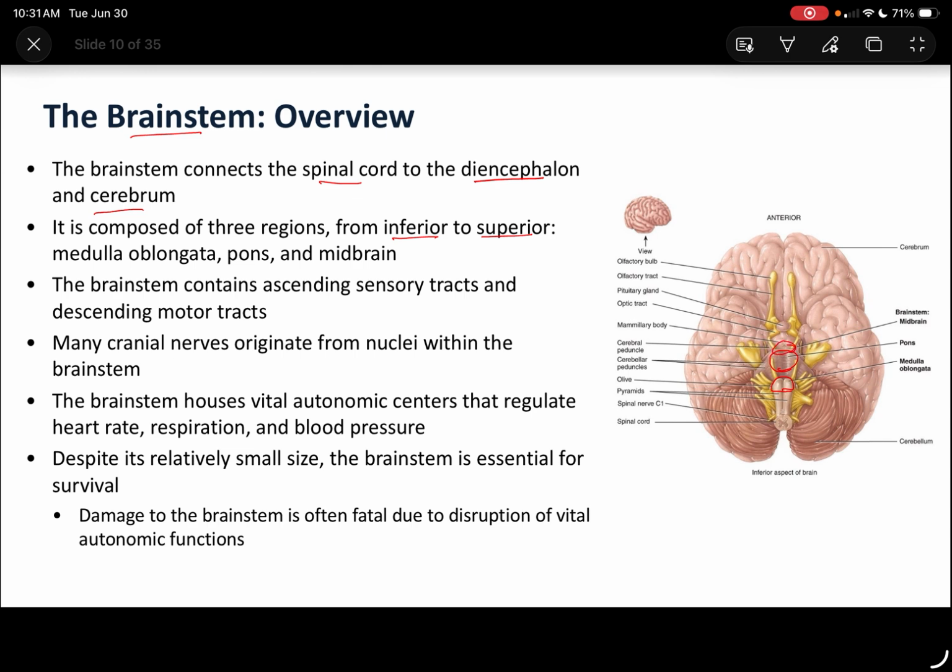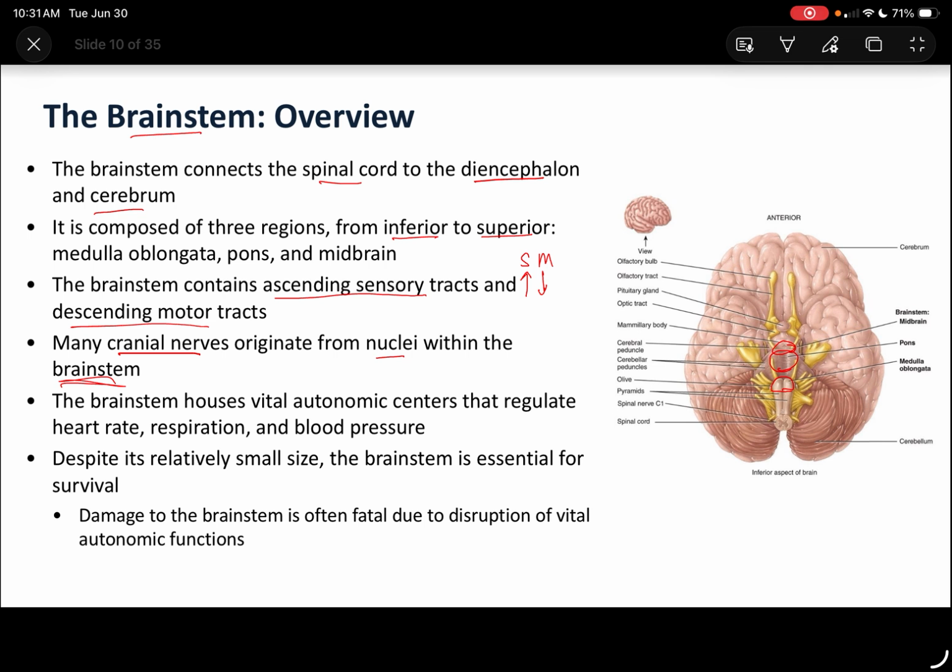Now the brainstem is going to contain ascending sensory tracts, all right? Ascending sensory tracts and descending motor tracts, all right? So descending motor tracts. This is where they're all contained within the brainstem here. And a lot of our cranial nerves that we're going to talk about at the end of this lecture are going to originate from nuclei that are actually within the brainstem. So this is going to be a pretty important structure overall, just broadly.